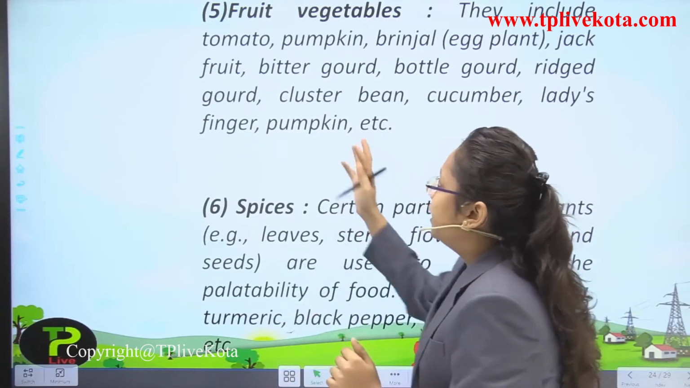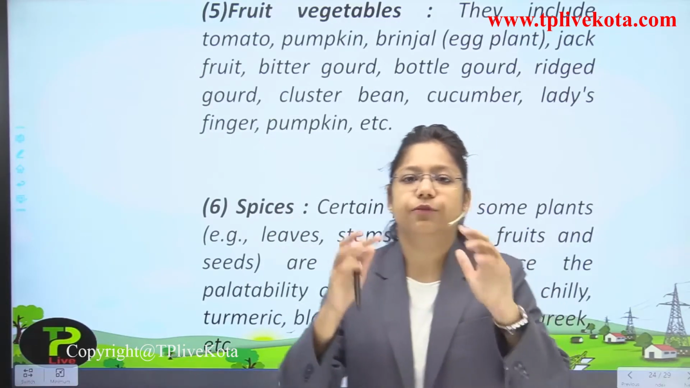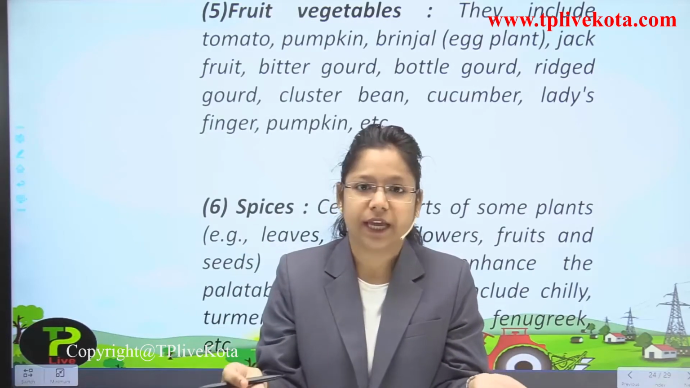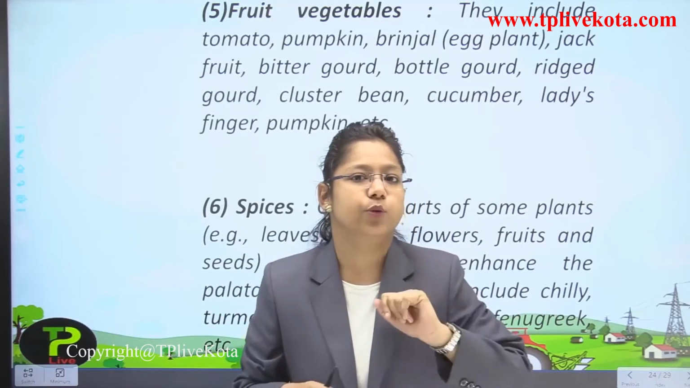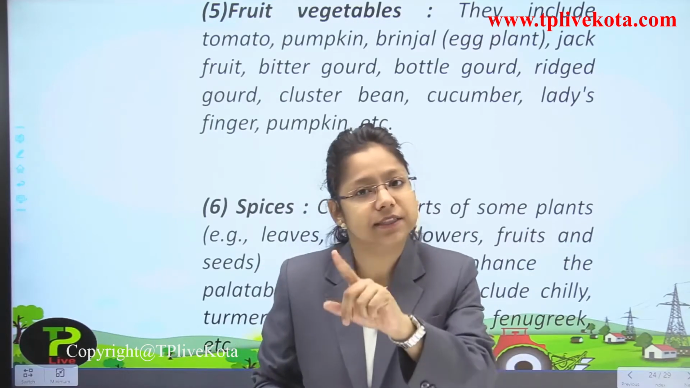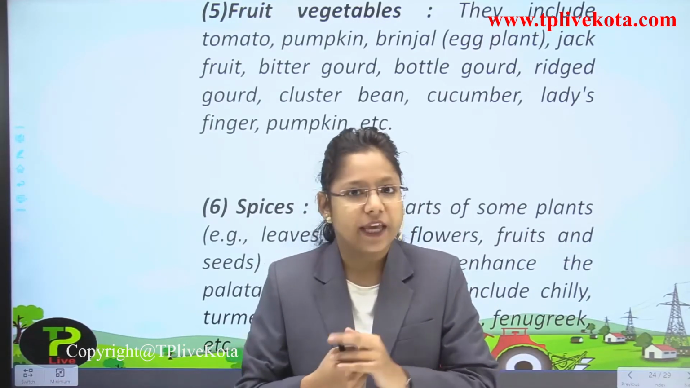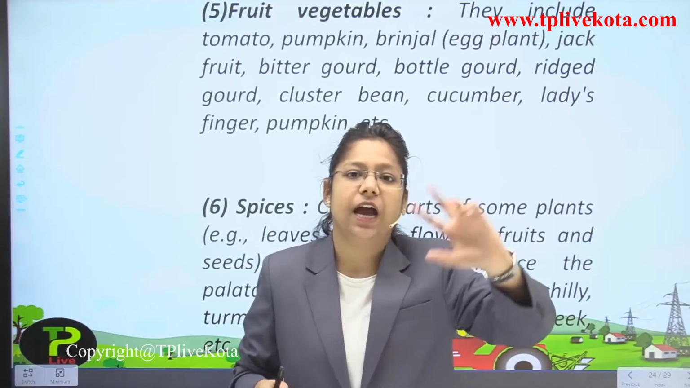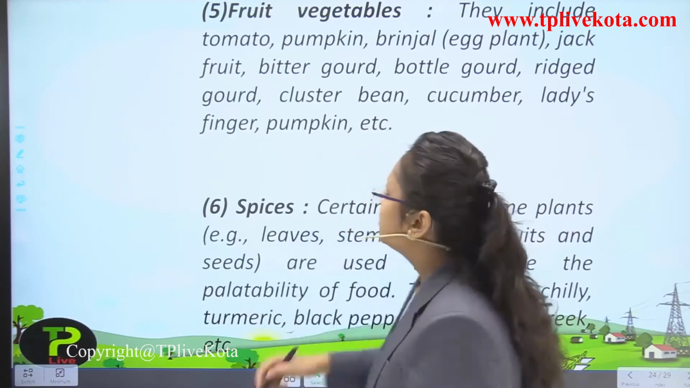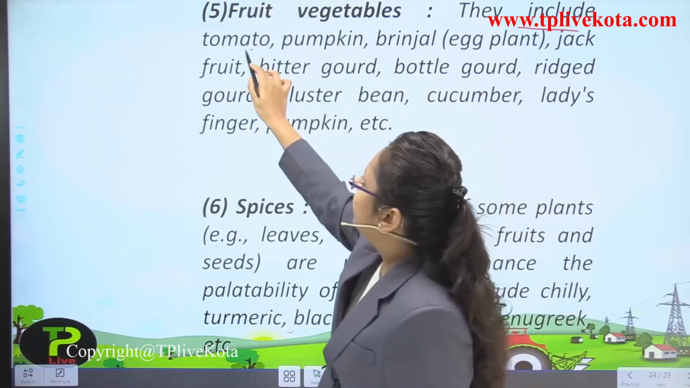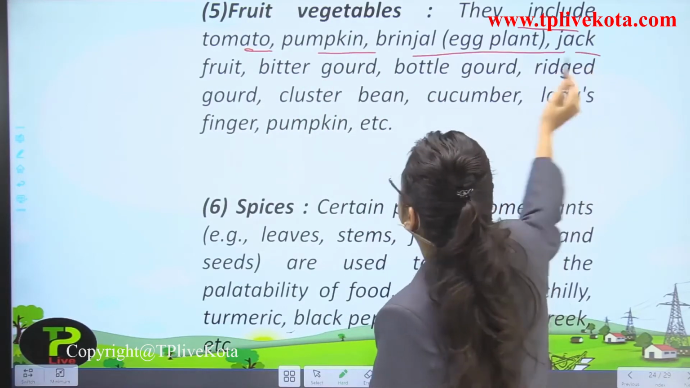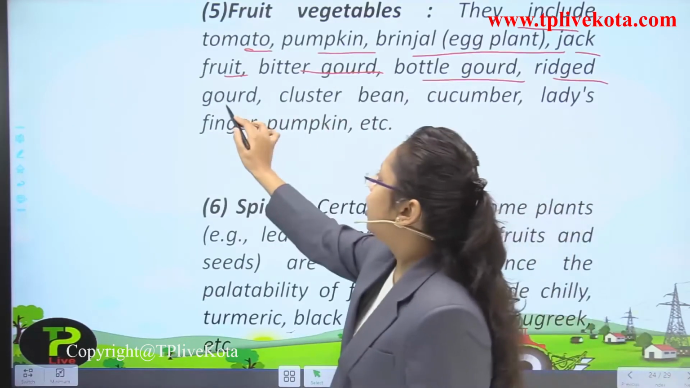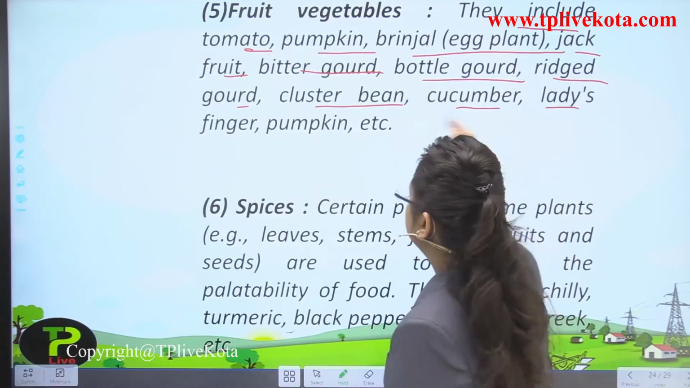Now if you understand about the fruit, vegetable fruits are those fruits which are eaten as vegetables. We eat brinjal. Brinjal is a fruit but eaten as a vegetable. Tomato, it is a fruit but eaten as a vegetable. So those fruits which are eaten as vegetables in our daily life routine are known as fruit vegetables. So they include the tomato, pumpkin, brinjal, eggplant, jackfruit, bitter gourd, bottle gourd, ridge gourd, cluster bean, cucumber, ladyfinger, pumpkin.